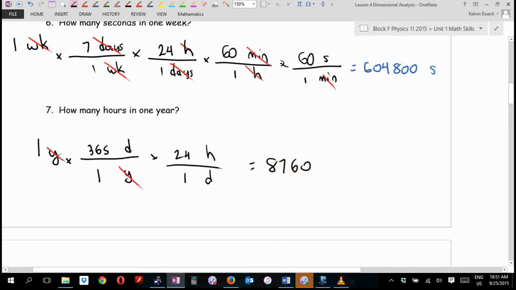8,760 hours. How many minutes in 1 year? I guess I would multiply that by 60. I have learned to go from hours to minutes times 60, so there I don't use a chain because I've done that one so often. I do have memorized a shortcut there. Fine.